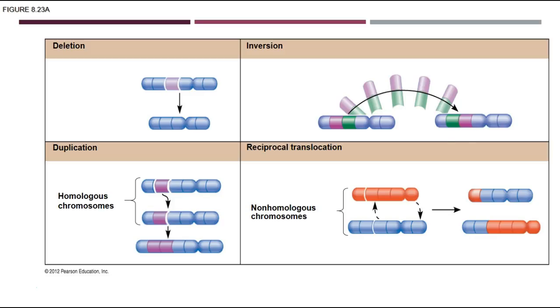And this kind of shows you the idea of what can happen. Here's one that's deleted. Here's a duplication where you see 2 copies of that part. Here's the inversion where this part breaks off and is reattached backwards. And then a reciprocal translocation where you get part of one chromosome attached to a different one that are not related to each other.